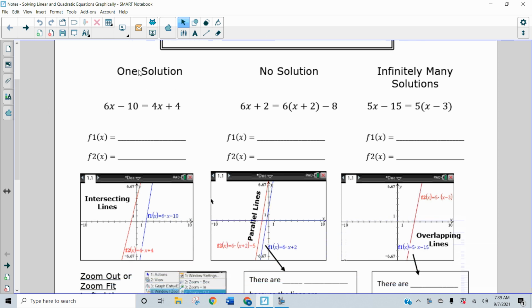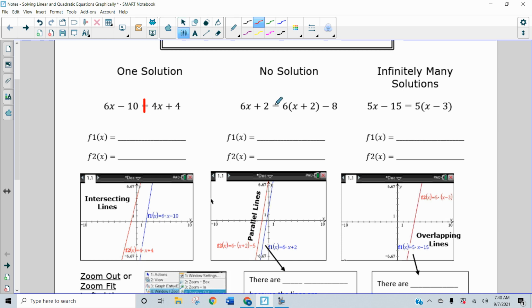So as we begin, we have three different cases that we'll explore. One solution, no solution, and infinitely many solutions. And notice that there's f1 of x and f2 of x. We're going to take each equation and break it up into two functions. And where we start is with the equal sign.